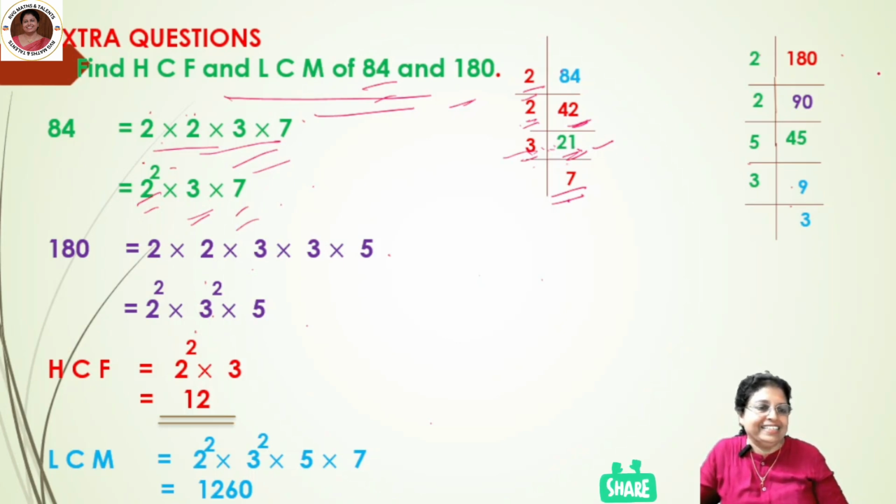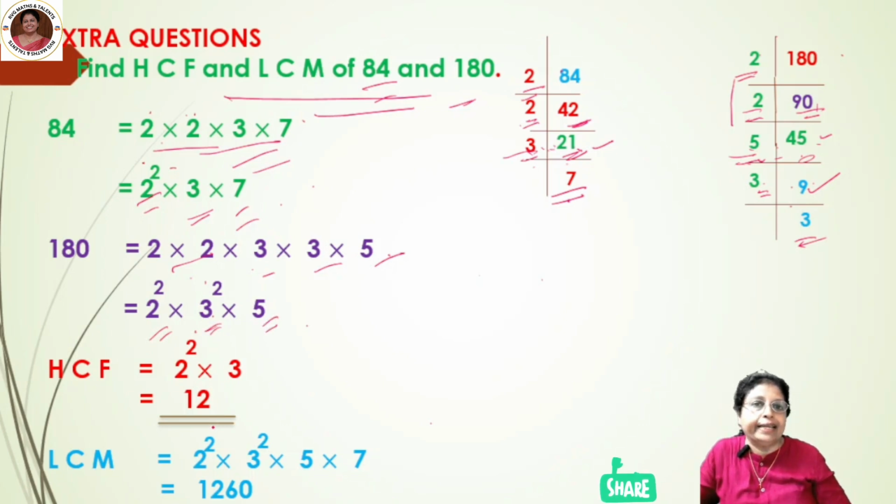Then come to 180. 180 is divided by 2. Then you will get 90. 90 is divided by 2. You will get 45. 45 is not an even number. And you know 5 is a factor. So divide it by 5. Then you will get 9. 9 is divided by 3. Then you will get 3. So the factors are 2 times 2 times 3 times 3 times 5. So you can write 2 square times 3 square times 5.